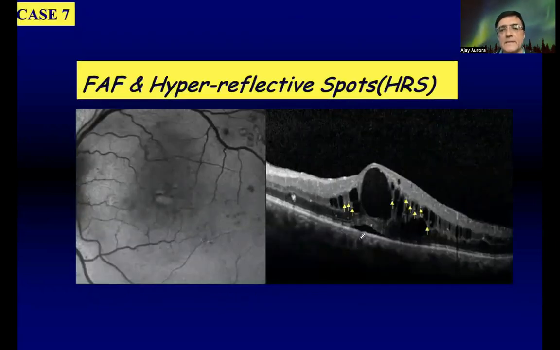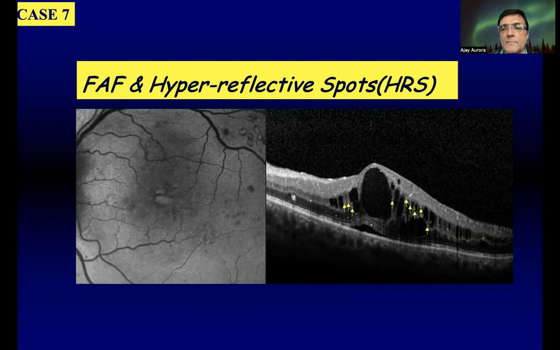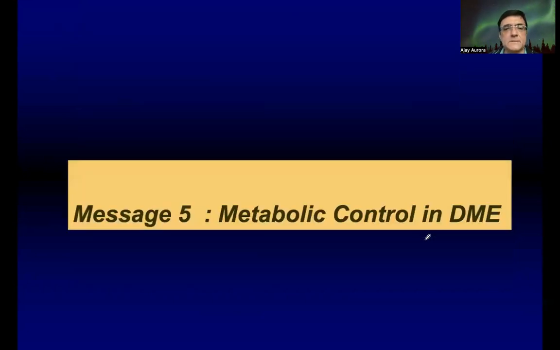Like in this particular case, you have a neurosensory detachment here. You have increased thickness of the macula. You have these cystoid spaces, and you see these whitish spots, which are small, which are less than 30 micron, and which do not cast a shadow behind them. So these are hyperreflective dots or spots, and they indicate that such a patient would respond to intravitreal steroids or suprachoroidal steroid injections.